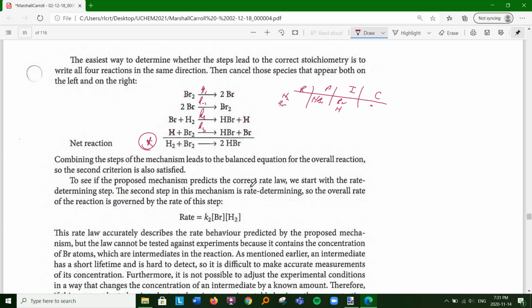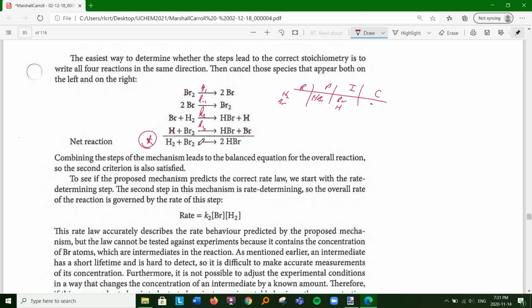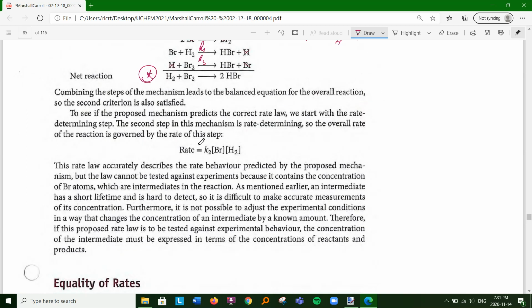So we're going to use k2. Fine. I've seen other books go k1, k2, k3, k4, but this is okay. So the rate is k2 times Br times H2. The thing is, Br is an intermediate. It's very hard to measure the concentration of Br. In fact, you aren't putting Br into the system. So you want to find a way to not use monatomic Br in the rate.